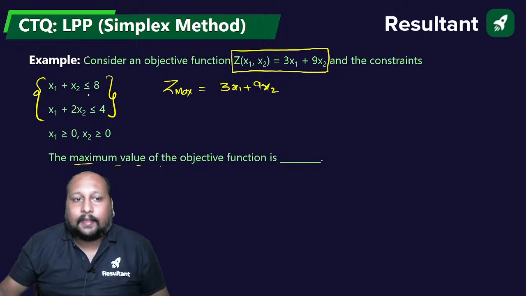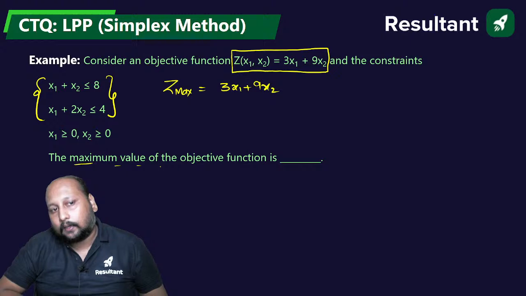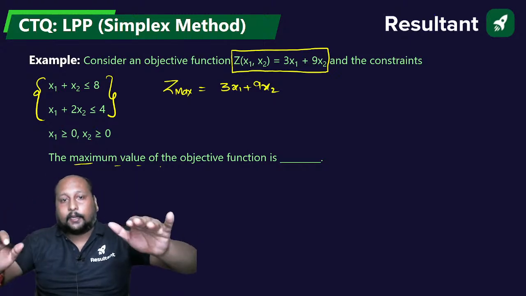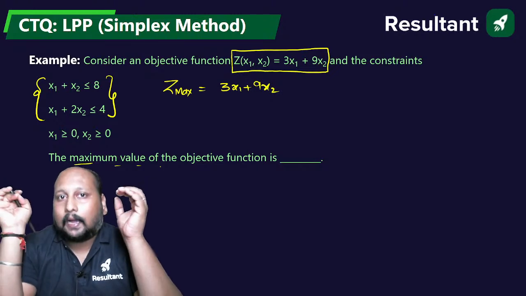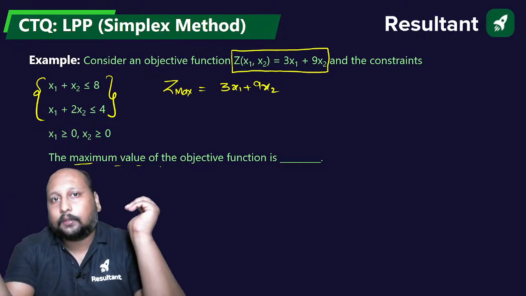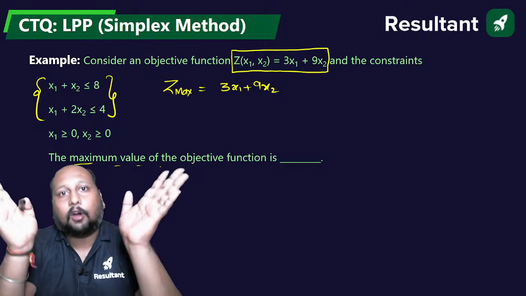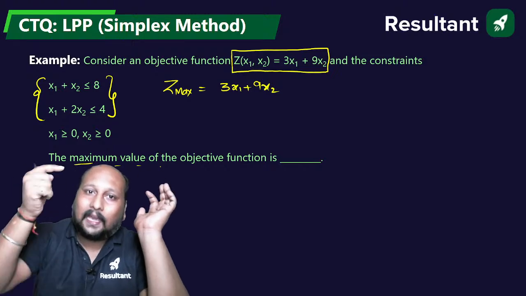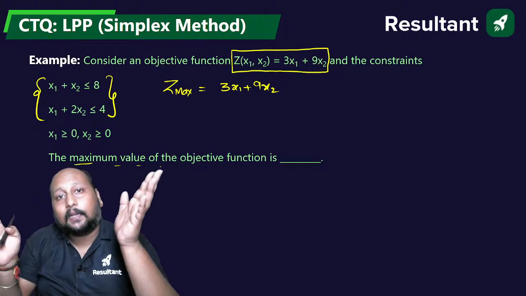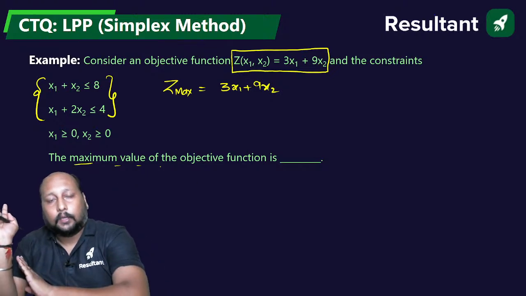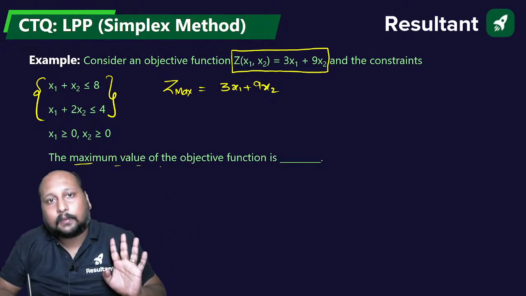All right, and we have the constraints x1 plus x2 is less than or equal to 8, and x1 plus 2x2 is less than or equal to 4. Try to understand step by step. After each step we will have a thorough discussion. Make sure you clarify all your doubts on that particular step, because after one step, when we go to the next step, you need to have a better understanding, complete clarity. When we discuss step number 2, step number 1 must be completely clarified.